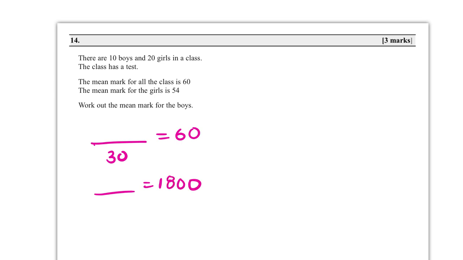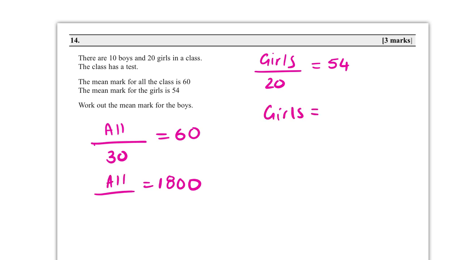Yeah. Okay, it then says the mean mark for the girls is 54. Okay, so how many girls do we have? 20. So I'm going to divide the total amount by 20. This is going to give me 54. So remember, this is the girls, and this is all, isn't it? So that means all of their scores is this. So how much did the girls' scores total? 1,080, because that's 54 times 20.